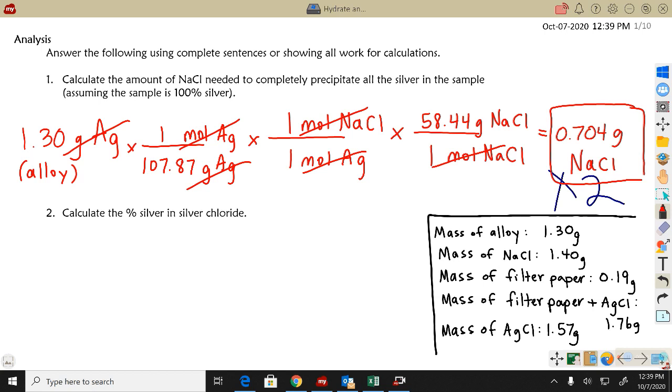That's what we calculated on the second video, I believe, where we did this first calculation. We needed to know the amount of sodium chloride needed to completely precipitate all the silver in the sample, assuming that the sample was 100% silver, which it was not. So I originally had 1.3 grams of alloy, which was a mixture of silver and copper, but for that first calculation, we assumed all silver. We wanted to do a little stoichiometry to figure out how much chlorine we need to completely precipitate all the silver as silver chloride.